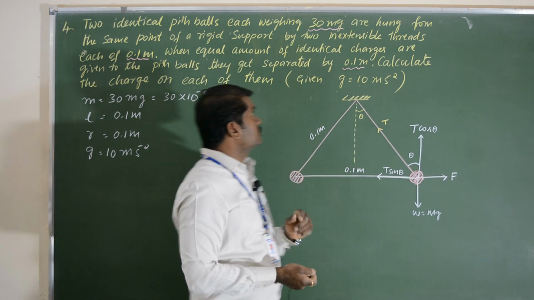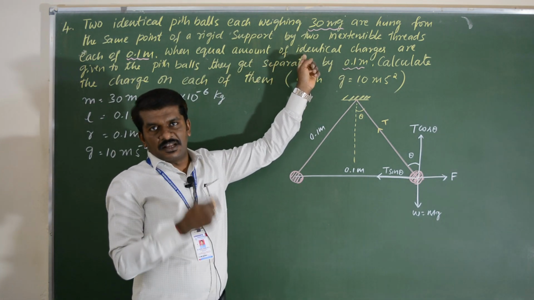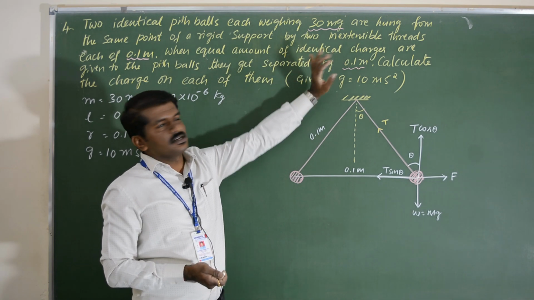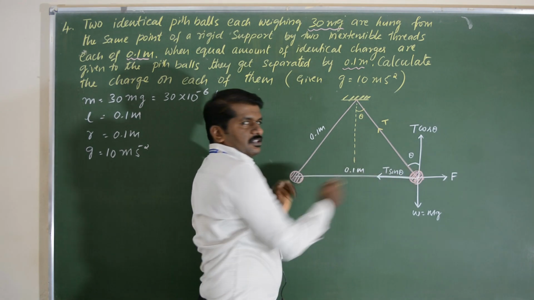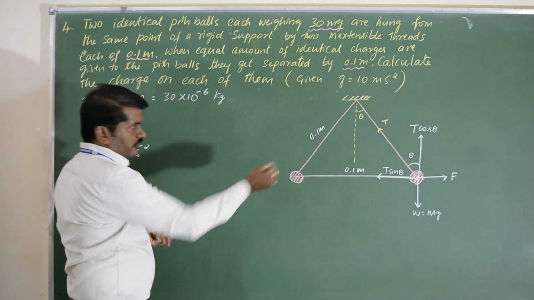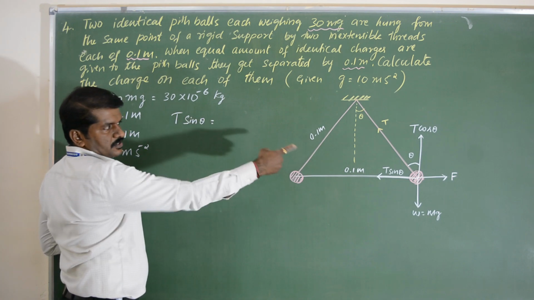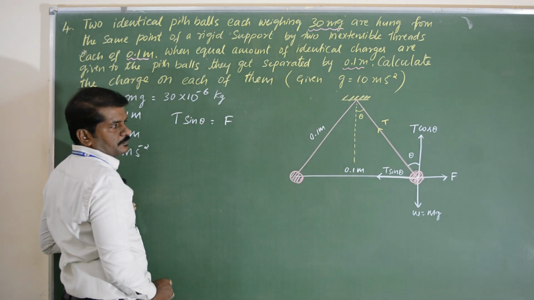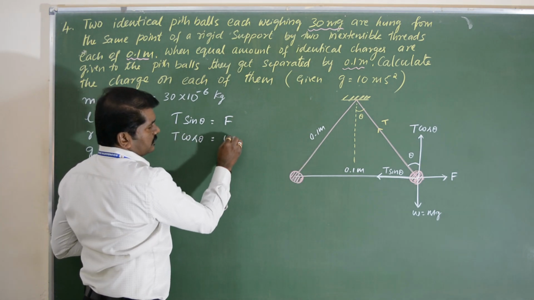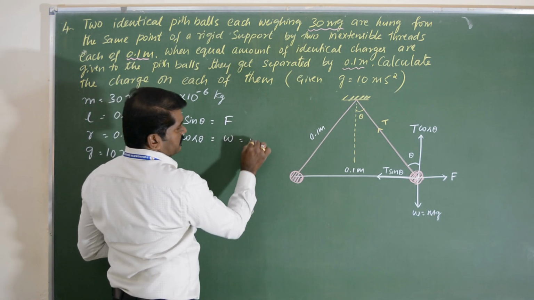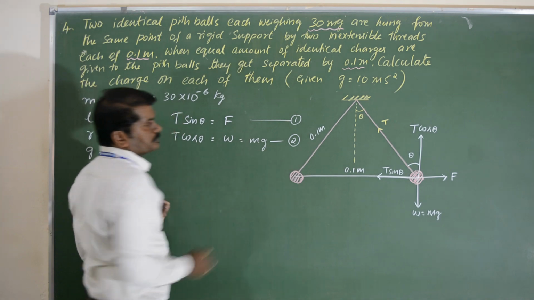Why is it a repulsive force? They have given identical charges. We know that similar charges repel each other, and dissimilar charges attract each other. Since they are identical charges, they repel each other. Then from the diagram we can write T sin theta, the horizontal component, must be equal to F, and T cos theta, the vertical component, must be equal to W, that is mg. I'll take this as equation number 1 and this as equation number 2.